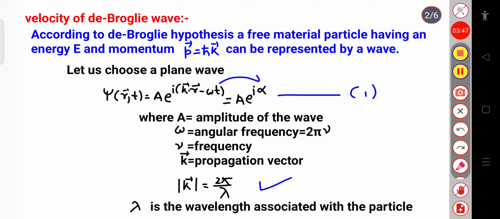of the wave is equal to the velocity with which a point of constant phase travels. What I mean to say is that this alpha is constant. In simple words, this phase is constant, that is, k dot r minus omega t is constant. Now here I will write alpha equal to k dot r minus omega t, equal to some constant.